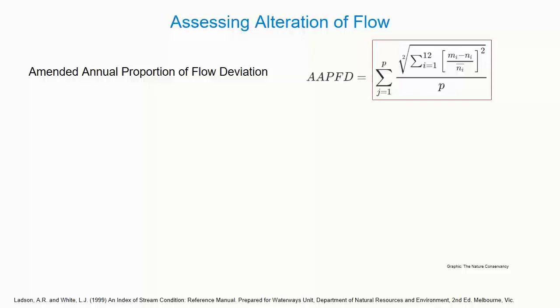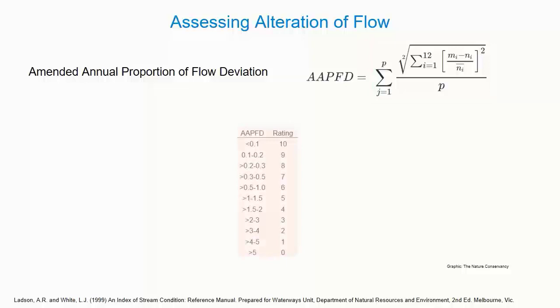Higher values of AAPFD represent increasing hydrological alteration, and those values are distributed on a scale of 0 to 10, with 10 representing an essentially natural monthly flow regime with no hydrologic alteration.